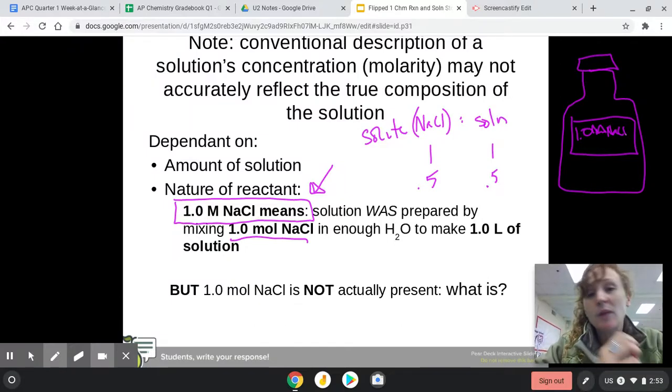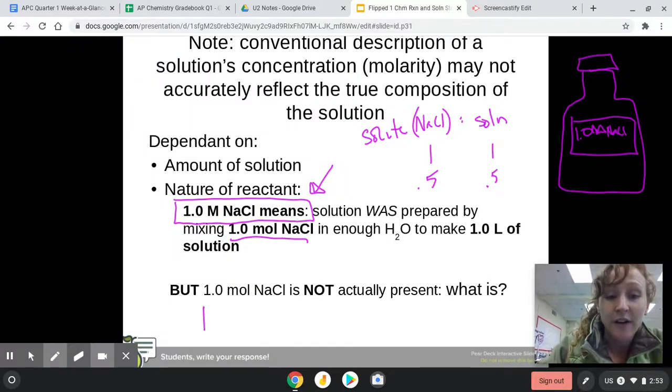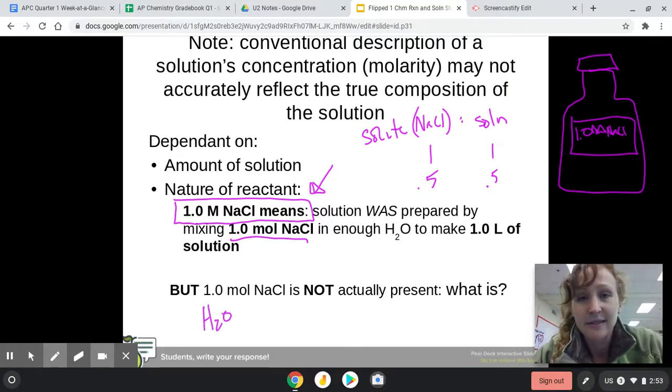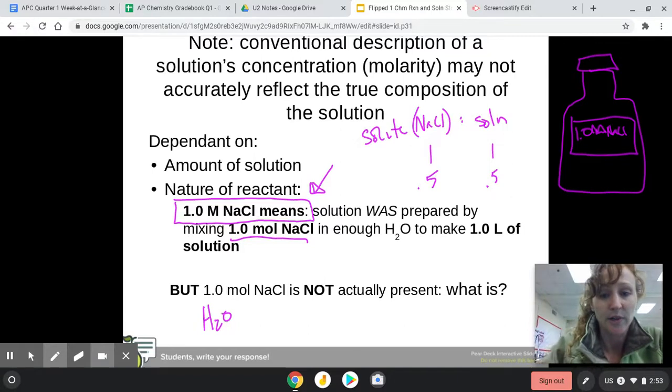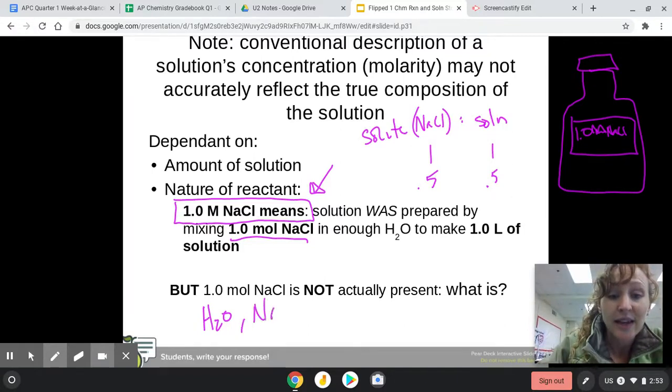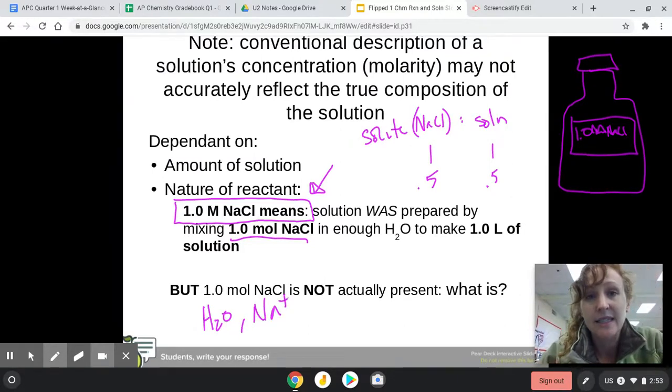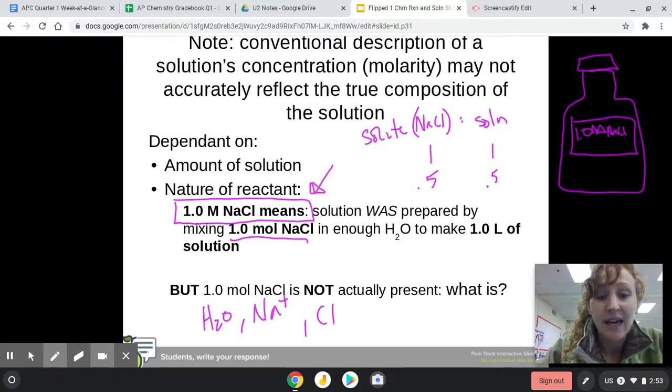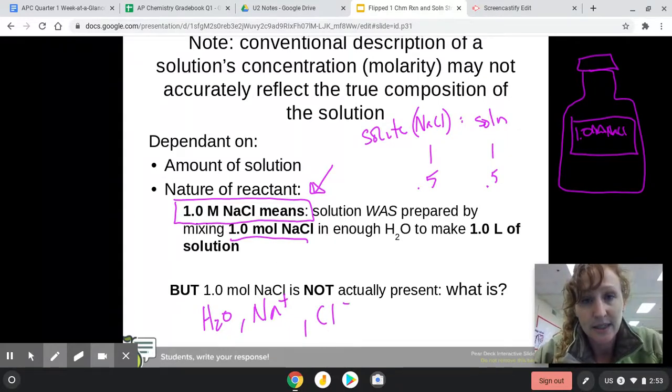Okay, so hopefully you came up with a couple things. Water is actually present in the bottle. You dissolved NaCl into water, right? Also, Na+ is present in the bottle, and Cl- is also present in the bottle. But NaCl, because it is a highly soluble salt, is not actually present even though it is labeled on the bottle. So you have to be careful with the label.